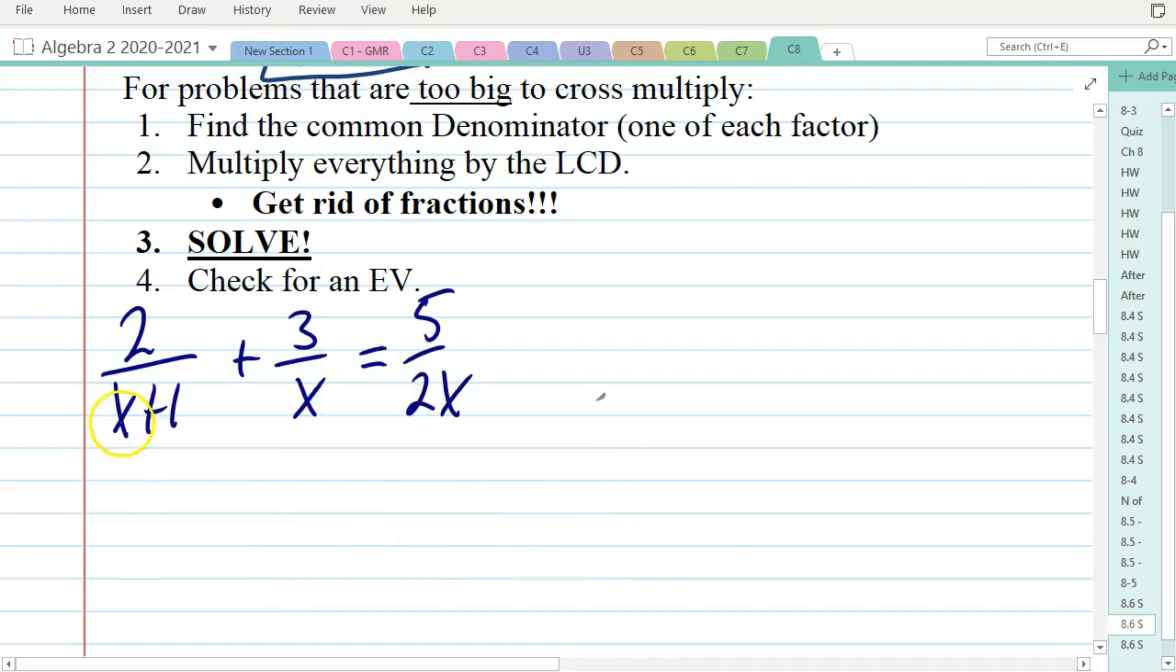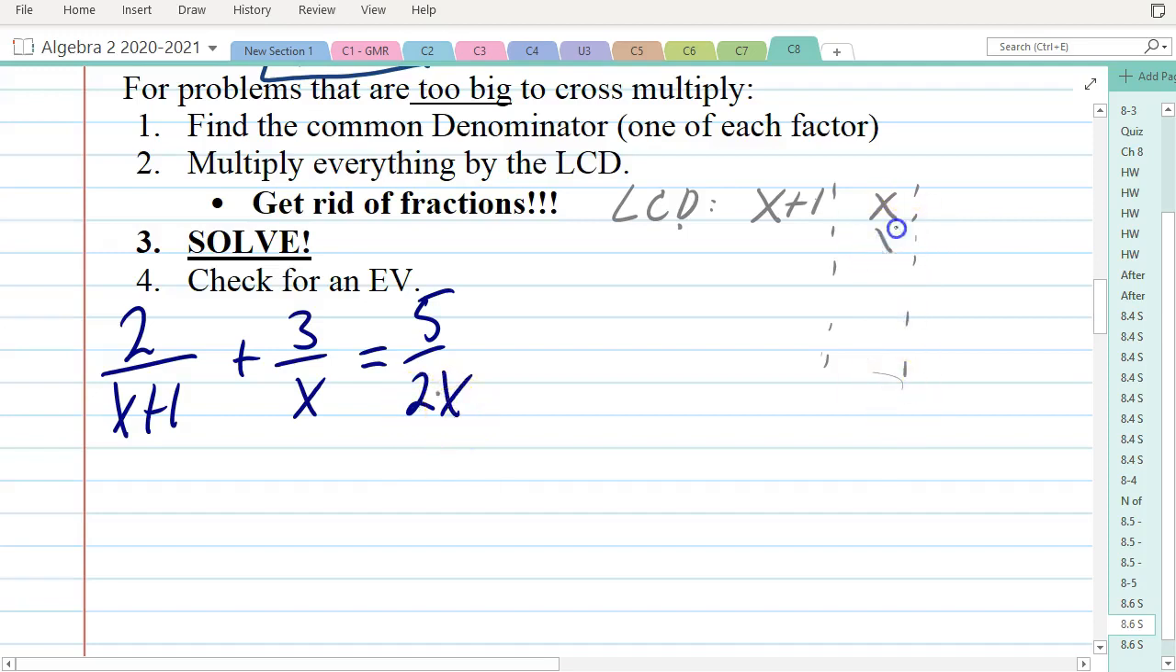So if I'm looking at factors, I have an x plus 1 and an x, and then a 2 times x. Notice those are two factors, 2 times x. To find the least common denominator, I'm going to need one of every factor. Now, one way of doing this is to set it up vertically. So I'm going to need an x plus 1. Okay, that's one factor. I'm going to need an x, that's another factor. And then I need a 2 times x.